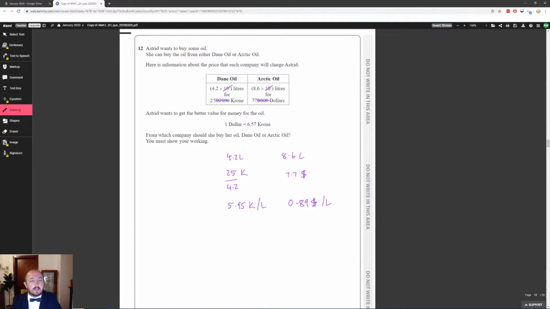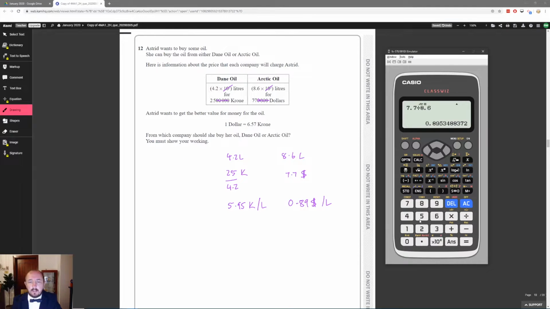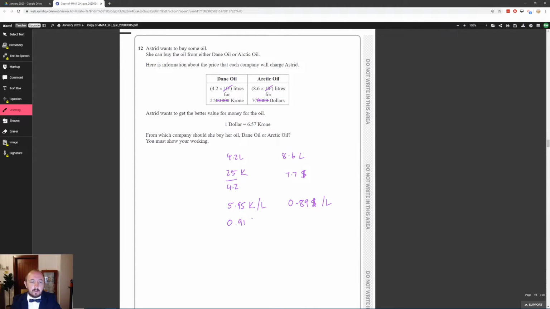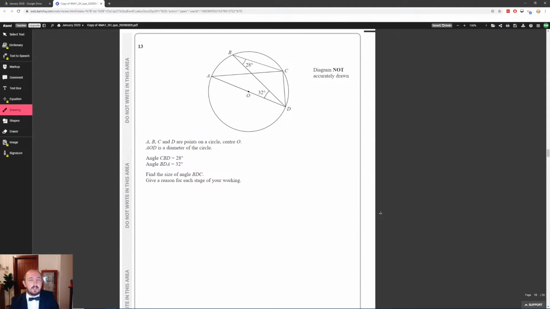Now we can convert the krone into dollars by dividing by 6.57. So we had 25 over 4.2, and then divide that by 6.57 krone, and that gives me $0.91 per liter. So the better value for money is going to be the Arctic oil because it's cheaper per liter.